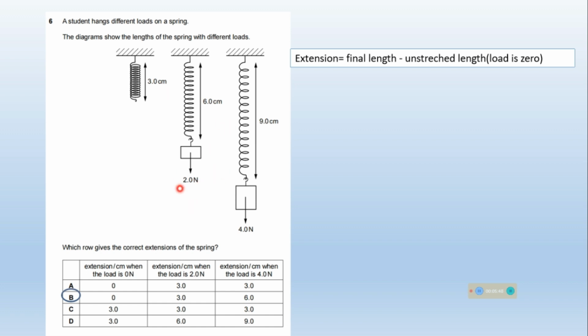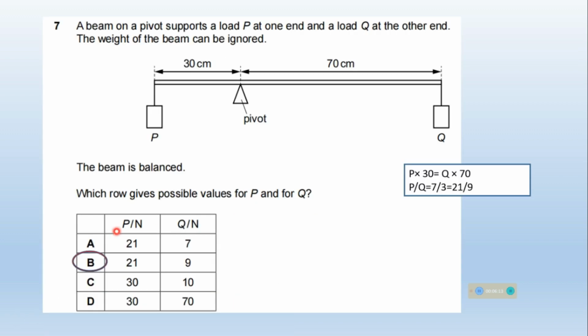Here when a 2 Newton load is hung at the other end, the total length of the spring is 6 centimeter. So extension is 6 minus 3, it is 3 centimeter. And for the third case, it becomes 9 centimeter. So 9 minus 3 is 6 centimeter. It means 0, 3 centimeter and 6 centimeter. Option D is right.